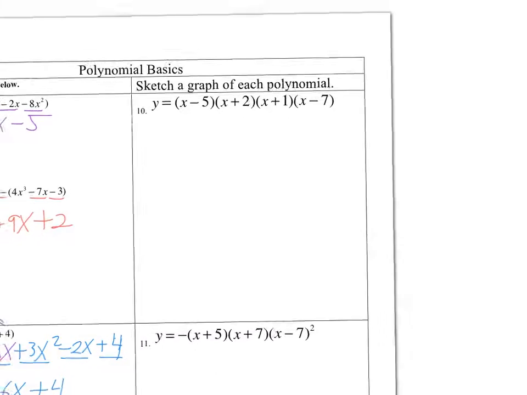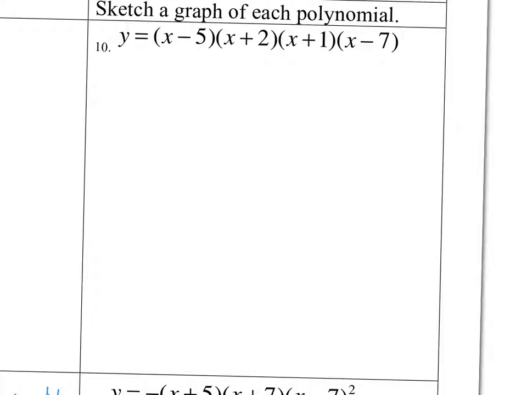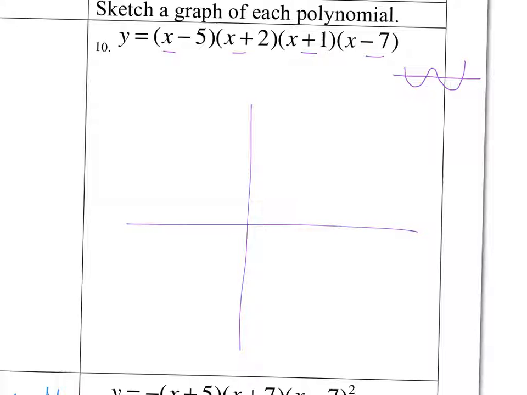For number 10, we got to sketch a graph of this polynomial. I'm going to zoom out a little bit. And first thing I'm going to do is take a look at my zeros. They all have a multiplicity of 1, so these are all going to be straight pass-throughs. This is positive out front. I'm going to predict my graph looks like a W with 4 times that it crosses.